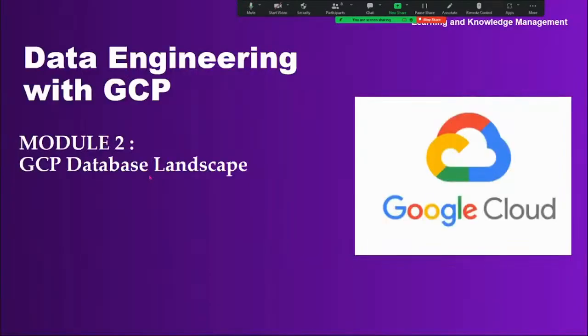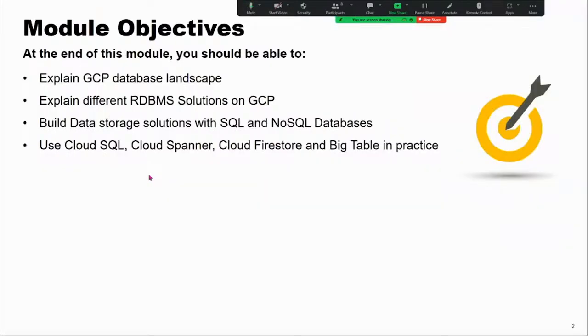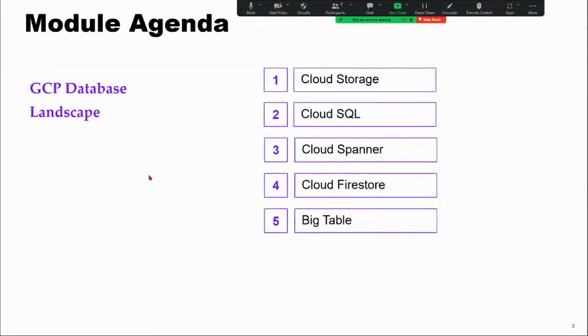So in the GCP database landscape, this is the agenda, guys. We are going to explain all the GCP databases landscape and the differences between the RDBMS as well as NoSQL databases. And in this one, we're going to look at the CloudSQL, Cloud Spanner, and Bigtable. So these are the things.